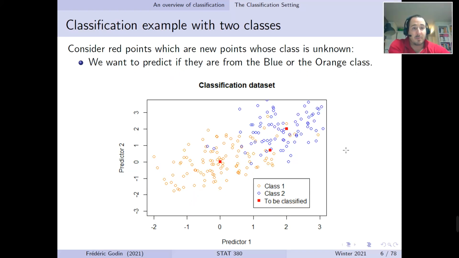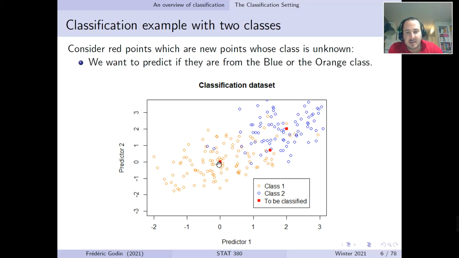So in practice, the problem we would face is, let's say we have new points that are provided in red here. We're provided the predictors for these new observations, so we know x1 and x2 for these new points. What we would like to do is to determine if these points are more likely to be orange or more likely to be blue.